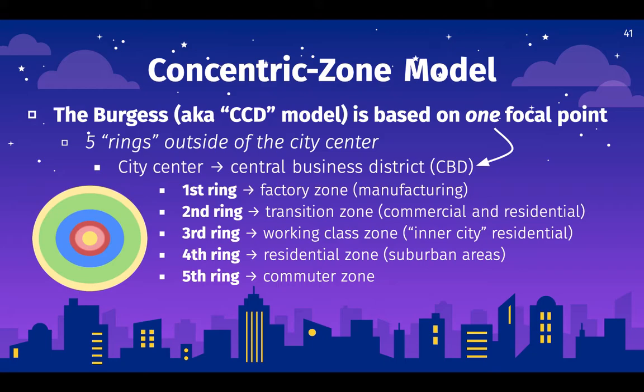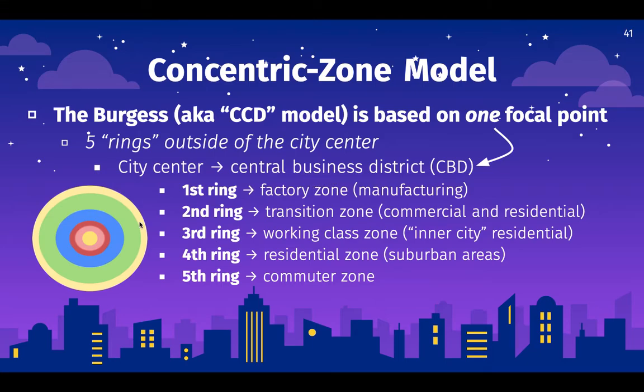The first model that we're going to look at, which is also the earliest of these models, is called the concentric zone model, sometimes referred to as the Burgess model. And in the Burgess model, we have, as the name would suggest, these concentric circles starting with the city center, which is the central business district, or what we sometimes call the CBD. This is the focal point of this model, the central business district.